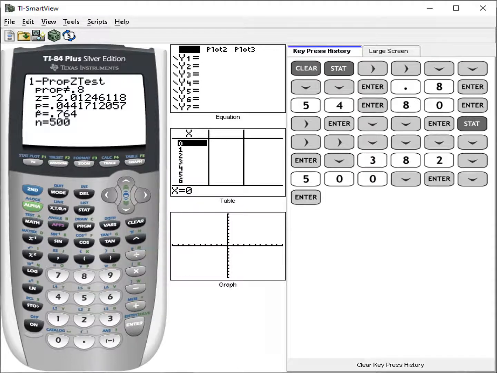And there's everything we need. So looks like our p hat is 76.4. So of our sample of 500 emails, 76.4% were spam. So a little less than 80%. Our test statistic is negative 2.01. Our p-value is 0.044. So very, very close to 0.05, but still technically less than it.